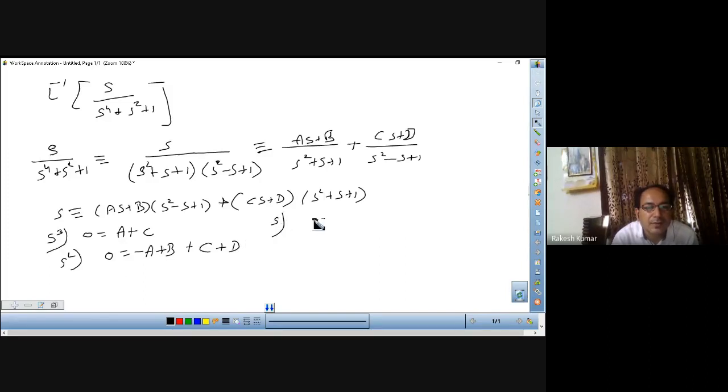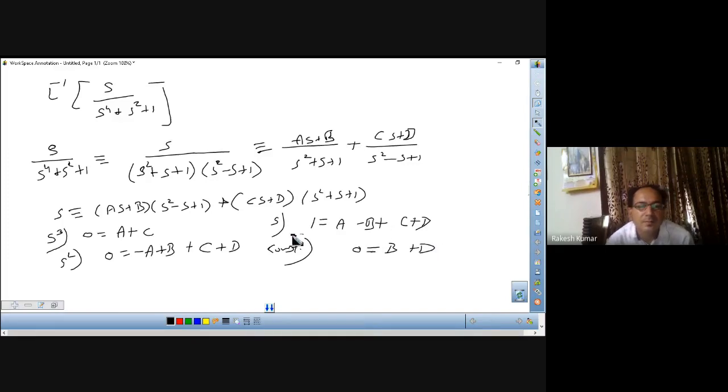Similarly, equating the coefficient of s, left hand side is 1, and on the right hand side we have a, and we have minus b, and similarly we have c, and we have d. This is another equation. Similarly, we can find out the coefficient of the constant term. Left hand side is 0, right hand side is b plus d.